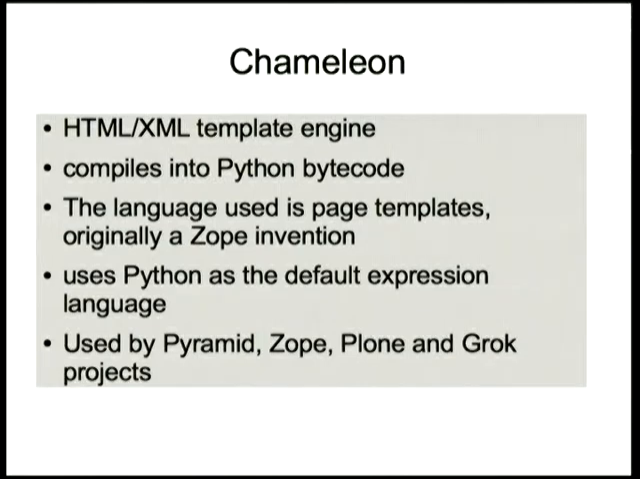The reference is originally from Zope inventions. So Chameleon and Zope page templates are very similar, but I'm going to discuss a bit of non-similarity. For example, Chameleon is using Python as the default expression language, and Zope uses Path. Since it's using Python, it's very easy. Everybody knows Python. And it's a very general template language because it's used in different types of projects, like Pyramid, Zope, Plone, and Grok. And of course, it can also be used standalone as well.